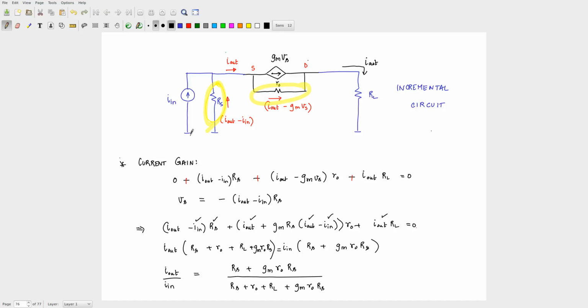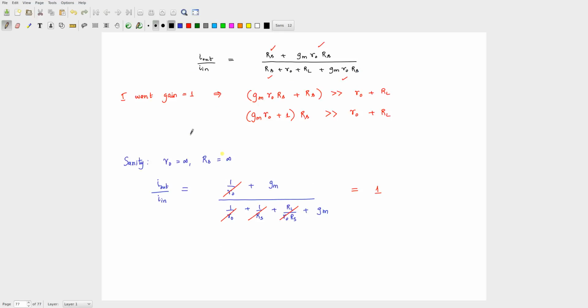Good morning, welcome back. We were looking at the incremental circuit of the common gate amplifier, and we took the circuit with all of the non-idealities, including the channel length modulation R0 resistance and source resistance for the current source, which is Rs, right? And we calculated what I out by I in is, and then you decided that in order to make this equal to 1, you can impose a condition on GM, R0, Rs and all of that, right?